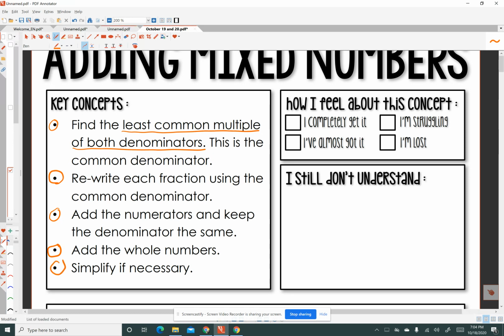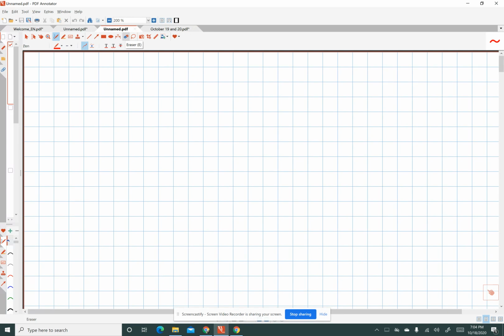Let's go to a blank sheet of paper here so we can do a few examples together. So suppose I have our first example. Suppose I have 3 and 5/8, and I want to add to that 1 and 1/2. There really are a couple different ways to approach this. Let's look at those.